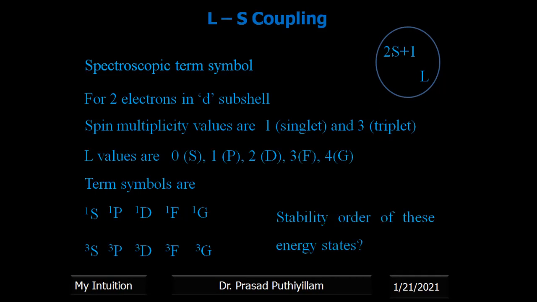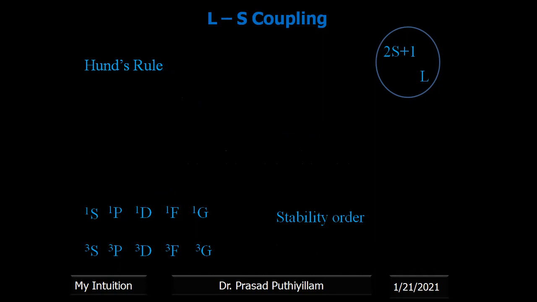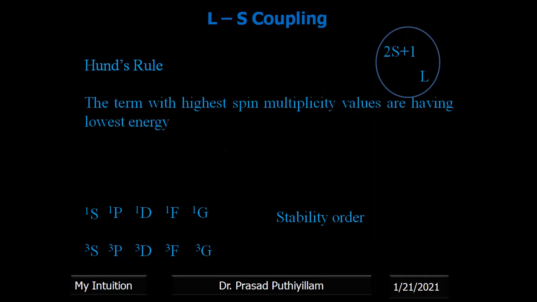Now, are these arranged in the order of their energy states? To explain the stability or their energy states, it was explained by Hund's rule. Hund's rule says that the term with the highest spin multiplicity value will have the lowest energy. That's why when we write the electronic spectral arrangement, the term with the highest spin multiplicity value should be the ground state, that is, the one having the lowest energy, the more stable form.